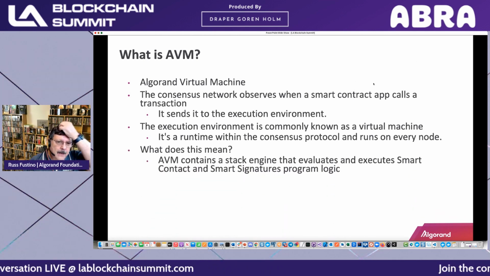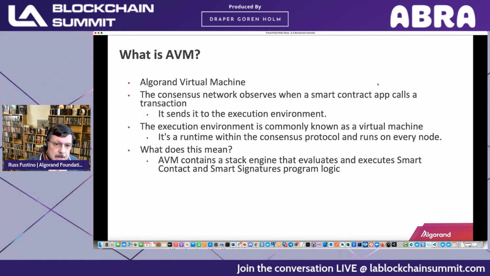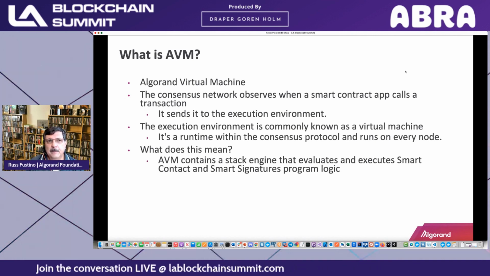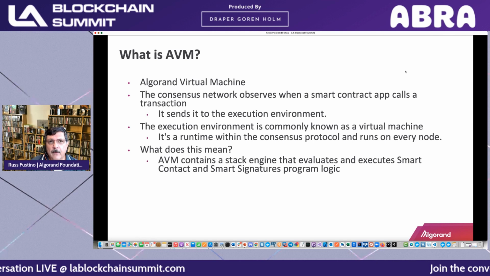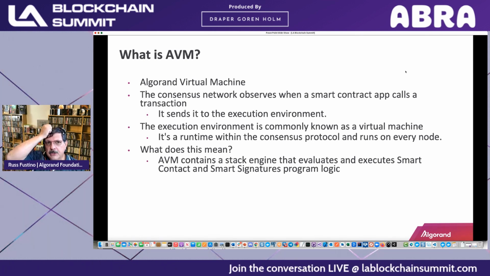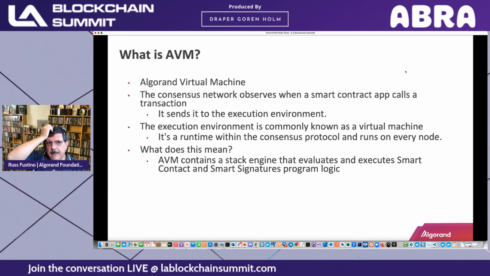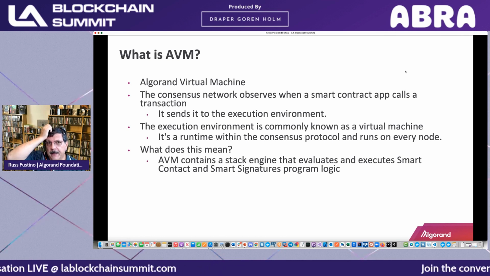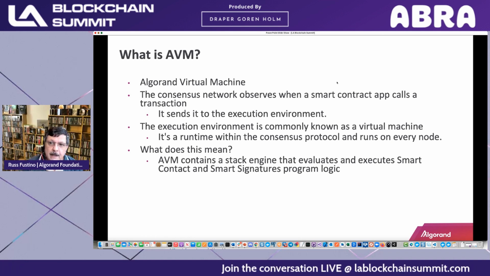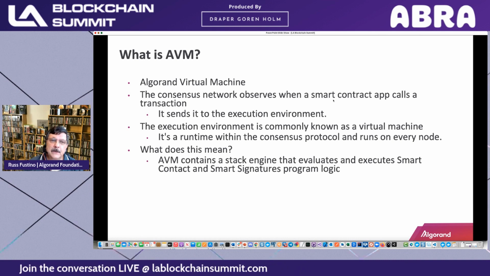Well, an AVM contains a stack engine that evaluates and executes smart contract and smart signatures and program logic. And also, the reason for the assembly-like language in TEAL is really performance. We're very, very keen on performance in the Algorand blockchain, especially at the rate we're scaling out globally. And so this is really a good thing. And then we have some great tools I'm going to show you to make that easier for those that are not keen on assembly language. And it's really not too bad. There's not that many opcodes in there to really get a handle on it.